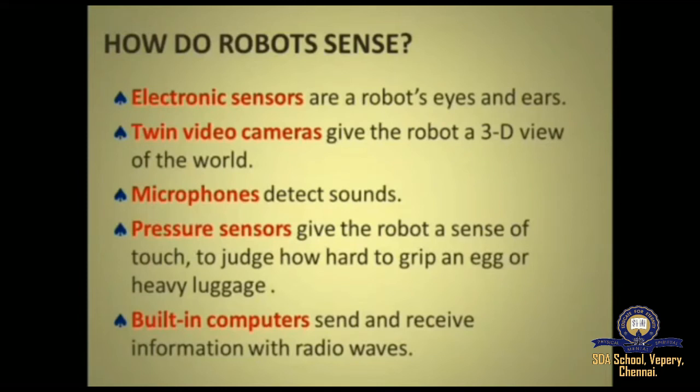So what are the robot's eyes and ears? It is the electronic sensors. And what gives the robot a 3D view of the world? It is the twin video cameras. And what makes it detect sounds? It is the microphones. The pressure sensor gives the robot a sense of touch, and built-in computers send and receive information with radio waves.